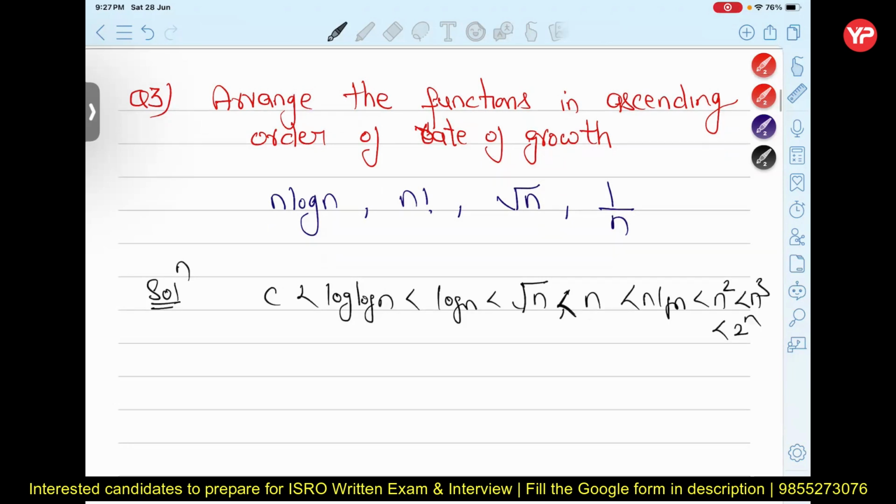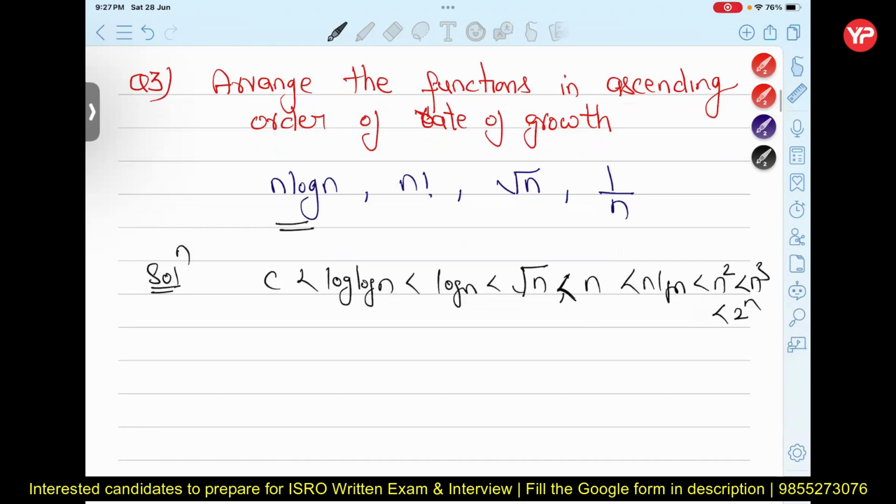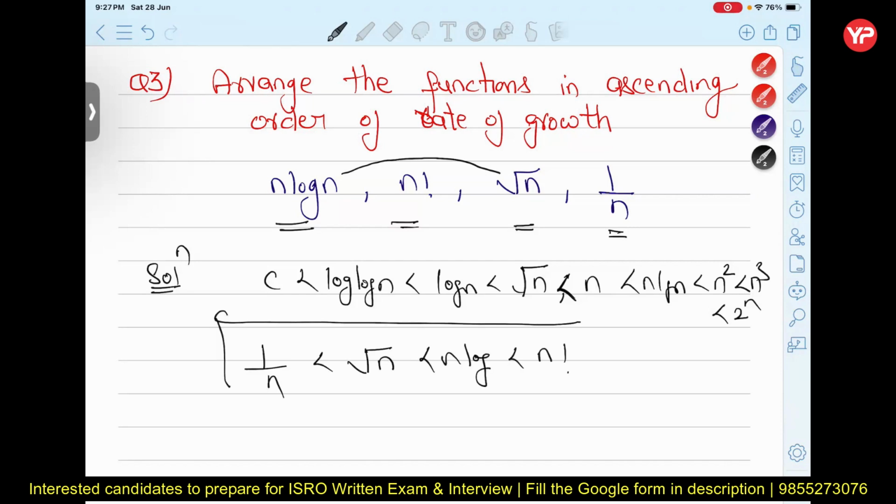Now listen carefully, my dear students. We need to arrange these four functions in their rate of growth in increasing order, that is ascending order. We know that 1 by n is the smallest one, because as n increases, the overall function value decreases. Now, the relationship between the first and third, root n and n log n: root n is smaller than n log n. And that is smaller than n factorial. So this is the sequence of rate of growth of functions.